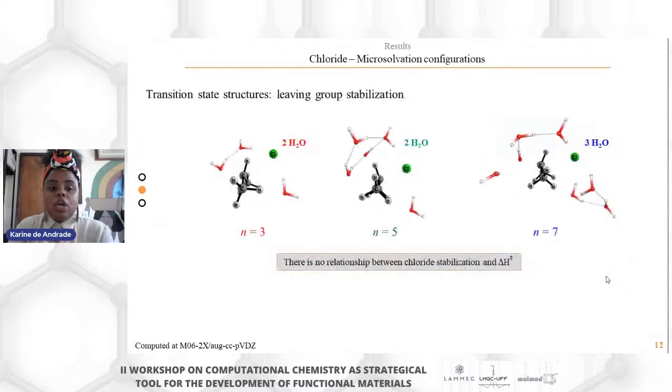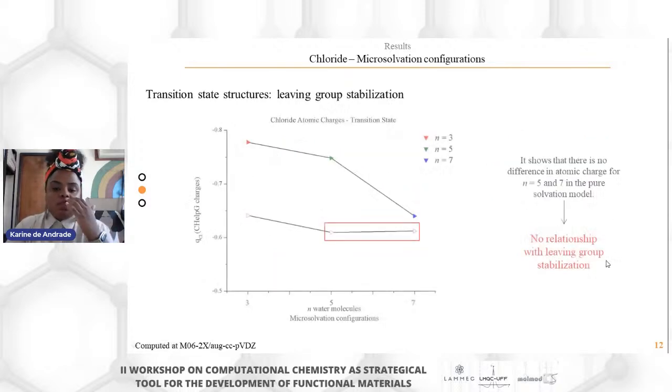For this configuration, we don't find a relationship between chloride stabilization and the energy barrier, as using 7 water molecules, the chloride interacts with 3 water molecules and still has a high energy barrier. So looking to the atomic charge of the chloride, we can see that in the pure solvation model, there is no difference between the atomic charge using 5 and 7 water molecules. So one more time, there is no relationship with leaving group stabilization.